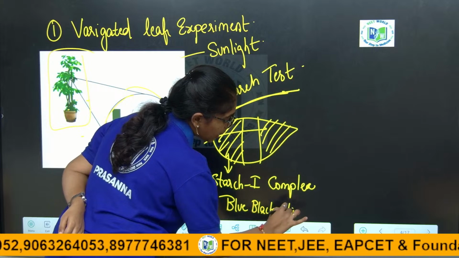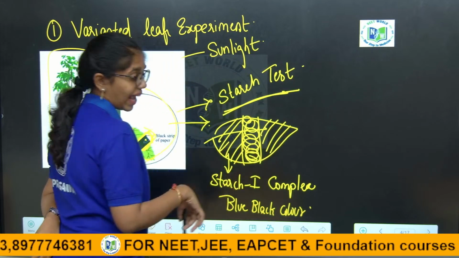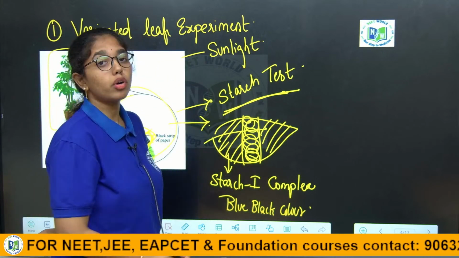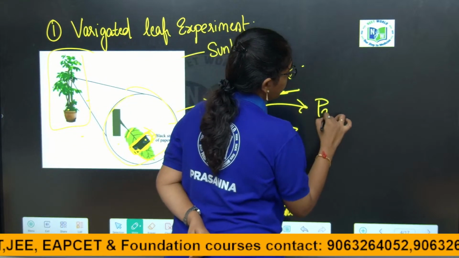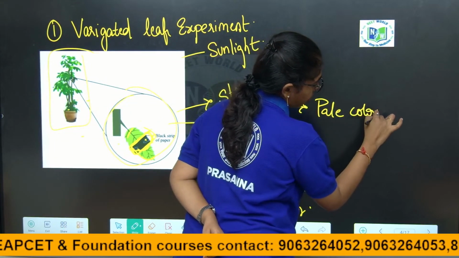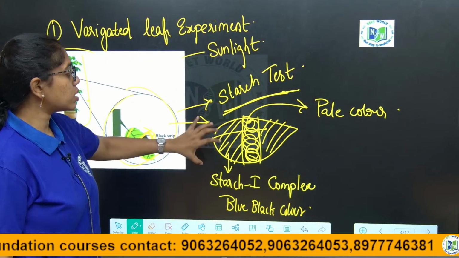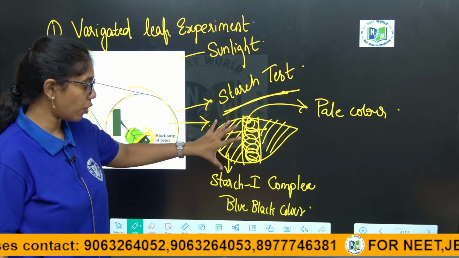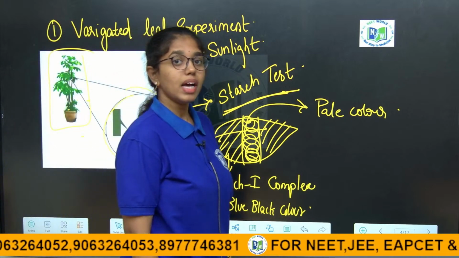Blue black color. And the part which is covered by the black stripe cannot take the sunlight, thereby it cannot perform photosynthesis and form starch. This turns out to be a pale color. This is the initial experiment, done to show that starch is formed as the end product of photosynthesis, and that photosynthesis takes place in the presence of sunlight.